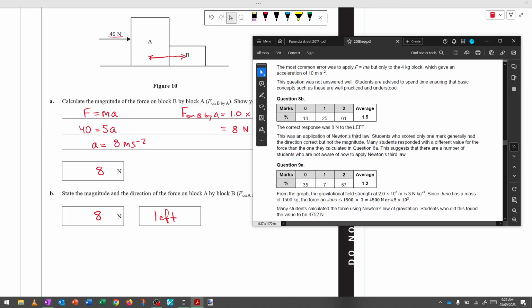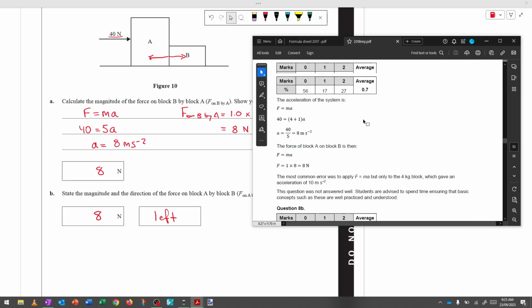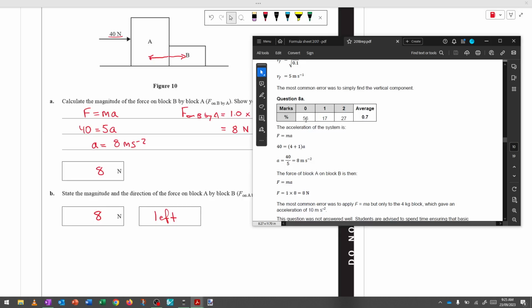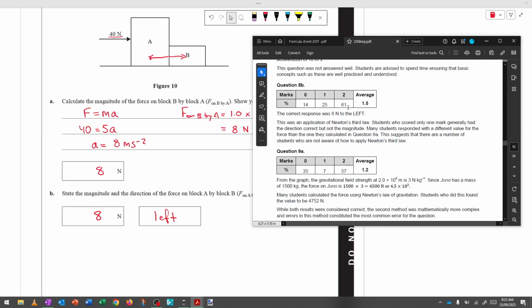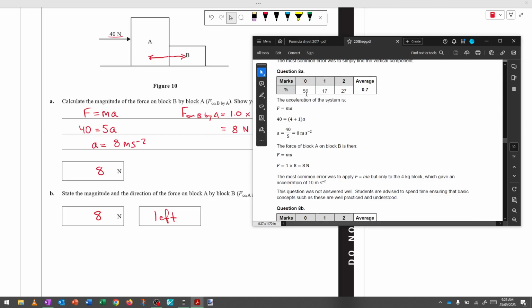I find it interesting that 56% of people got question A wrong, but 61% got full marks. So the only reason you'd get 0% is if you didn't provide an answer, unless they were being consequential. So probably someone just wrote a number in here, and then if you wrote the same number here, you would have got consequential marks for that.